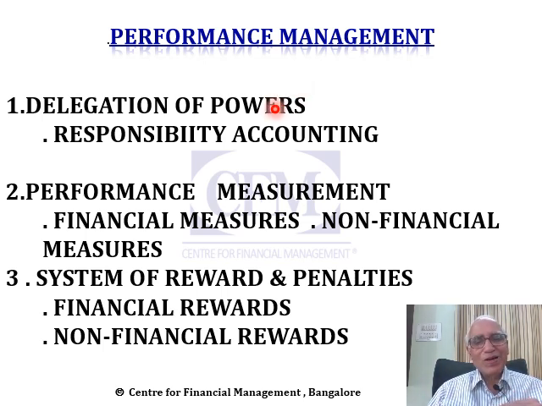One, delegation of power. Companies have a system of delegating powers to lower levels in various ways. We have seen that companies are organized in terms of responsibility centers. Two, performance measurement. Performance is measured using financial measures and non-financial measures. Three, system of rewards and penalties. Companies have a system of rewards and penalties. Companies give financial rewards as well as non-financial rewards for those who perform well, and they penalize non-performers in various ways.